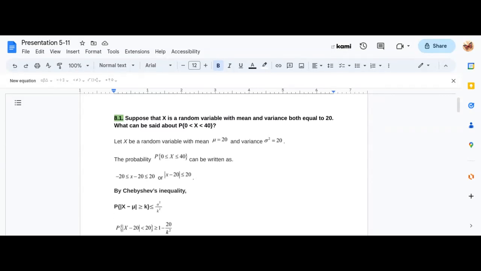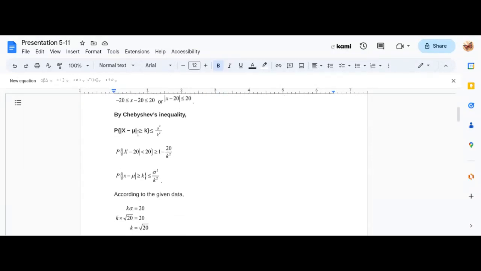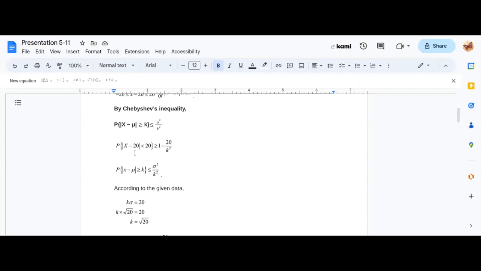Yeah, go ahead. Okay. So 8.1: suppose that X is a random variable with mean and variance both equal to 20. What can be said about the probability that 0 < X < 40? Let X be a random variable with mean 20 and variance 20. The probability can be written as negative 20 is less than or equal to X minus 20, less than or equal to 20, or the absolute value of X minus 20 less than or equal to 20. I don't know how to pronounce this inequality. Chebyshev's inequality, which I stated here, and I plugged it into the equation.